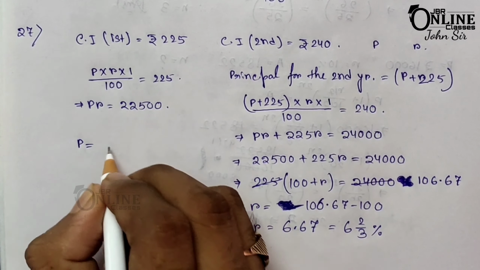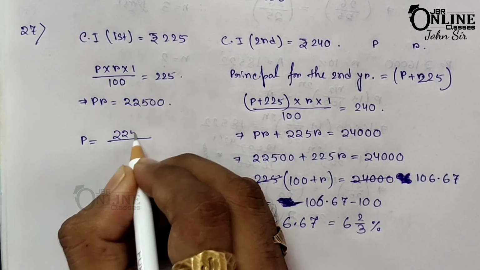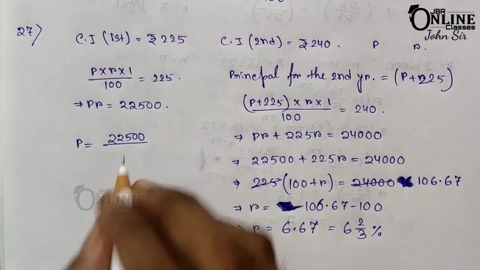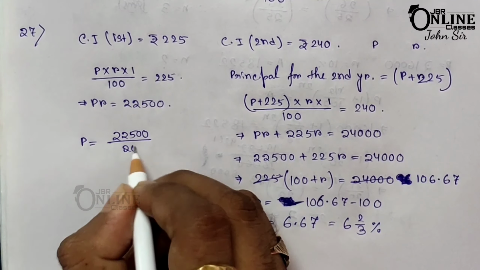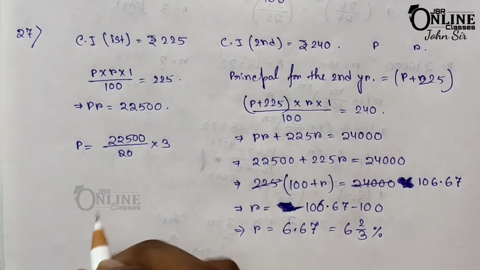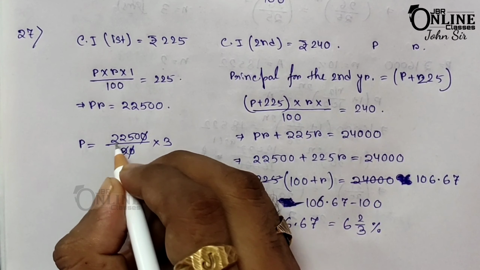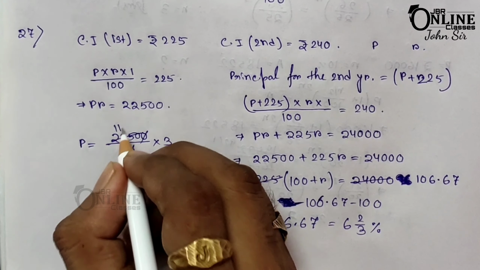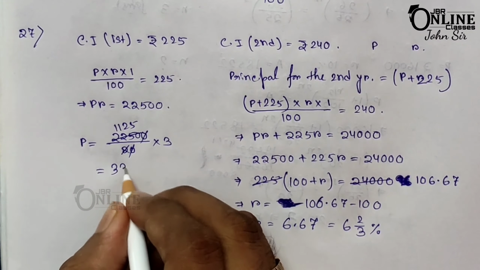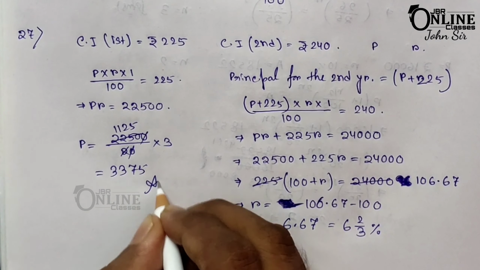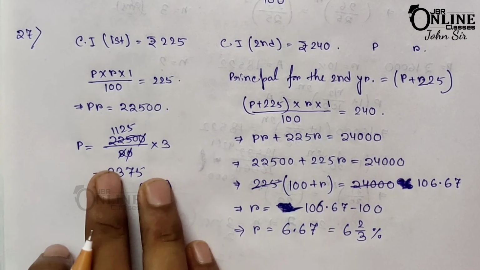So now you can easily find out the principal. Here principal equal to this one by R, so 22500 divided by 6 whole 2 by 3. 6 whole 2 by 3 means it's 20 by 3, so write down 3 here. So now 0 0 cancel out, and it will cancel out with this one 1125. So here this one into 1125, 3375 as your second answer, that means the principal.